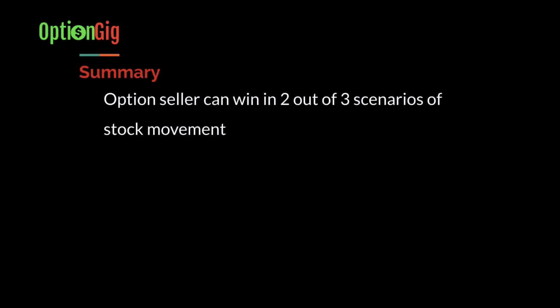So the summary is that an option seller can win in 2 out of 3 scenarios of stock movement. Either the stock cooperates and moves in the direction of your outlook, or it stays the same, or moves a little bit lower. As an option seller, you still win. So we have a higher probability of winning. From the start, we actually push the probability of winning to more than 50%.